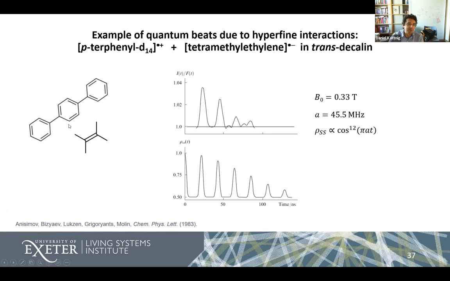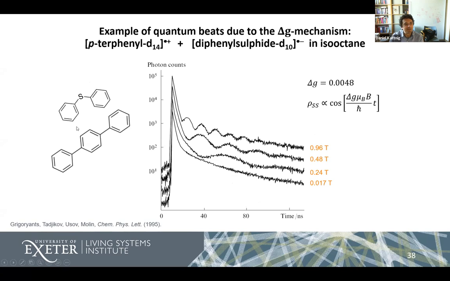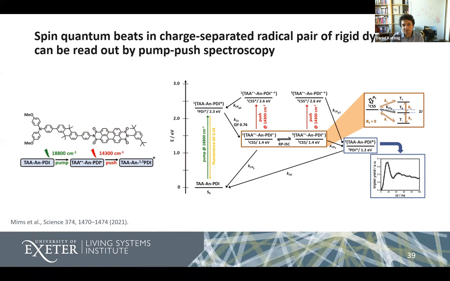And this is shown here for, well, this particular molecule, where there are 12 equivalent hyperfine coupled nuclear spins, which then gives rise to these nice quantum oscillations on the time scale here of 100 nanoseconds. Well, here's another example where this kind of dynamics is shown, but this time not arising from hyperfine interactions, but from a difference in the g factor, from Larmor precession differences, where we again see these oscillations, where the oscillation frequency is increasing with the applied magnetic field, because this difference in Larmor precession frequencies is proportional to the applied magnetic field.